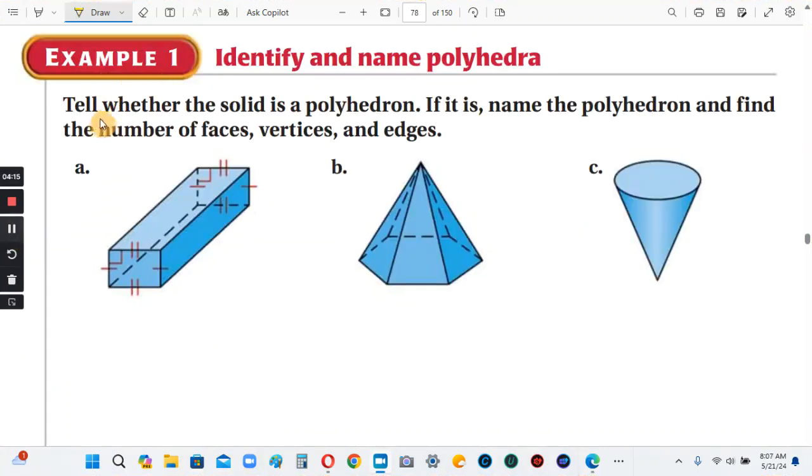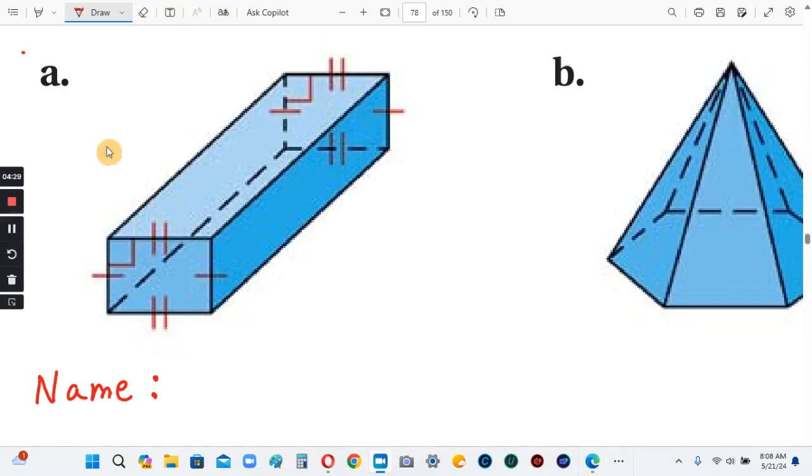Example 1. Tell whether the solid is a polyhedron. If it is, name the polyhedron and find the number of faces, vertices, and edges. Let's start with part A. Think about part A and see if you can name what kind of polyhedron this is. This is definitely a polyhedron. It doesn't have any rounded edges. And it's not a pyramid because it doesn't come to a point like part B here. So this is definitely a prism.